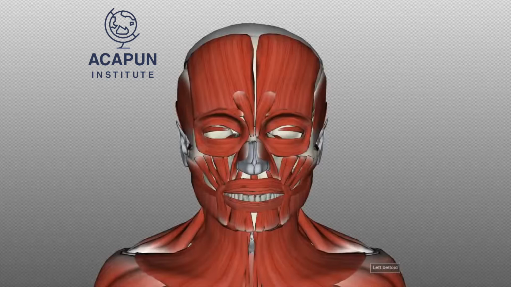wrinkle their forehead, to close their eyes as tightly as they can, to show you their teeth by making a smile, and to puff their cheeks out. So this is a crude test of the muscles of facial expression.